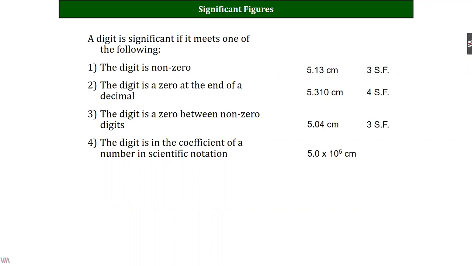Written like this, this is what's called an ambiguous number. An ambiguous number is any number where you don't know what the uncertainty is based on how it's written.